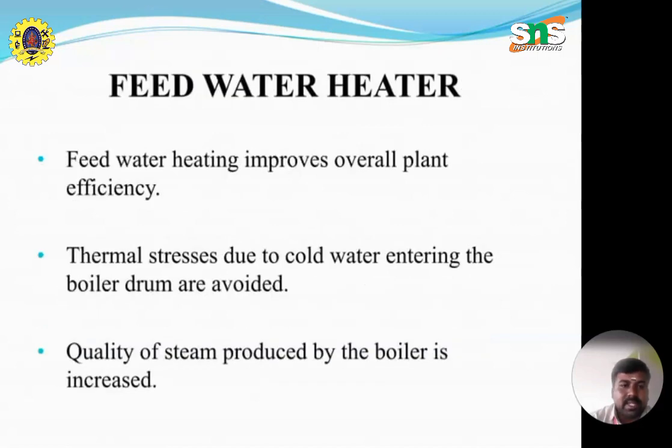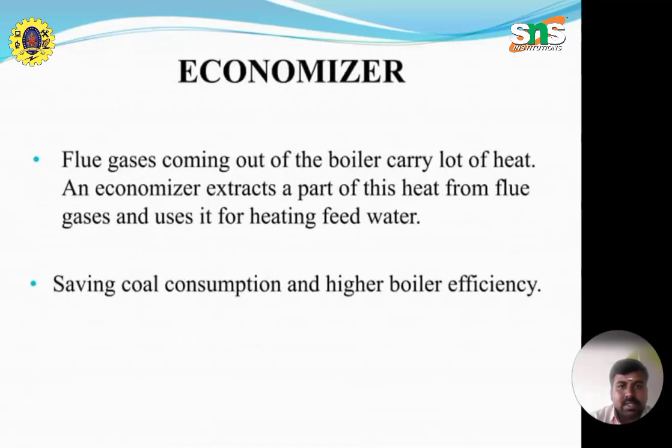Then feed water heater: the feed water heating improves the overall plant efficiency. Thermal stresses due to the cold water entering the boiler drum are avoided. Quality of the steam produced by the boiler is increased. Economizer: the flue gases coming out of the boiler carry a lot of heat. An economizer extracts part of this heat from the flue gases and uses it for heating the feed water, saving coal consumption and giving higher boiler efficiency.